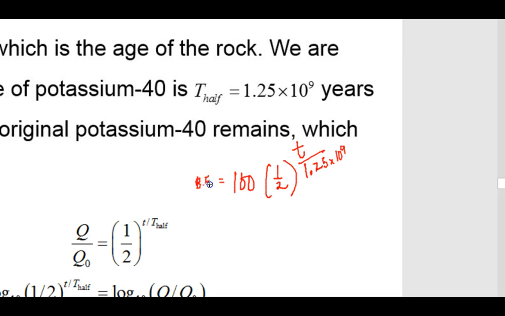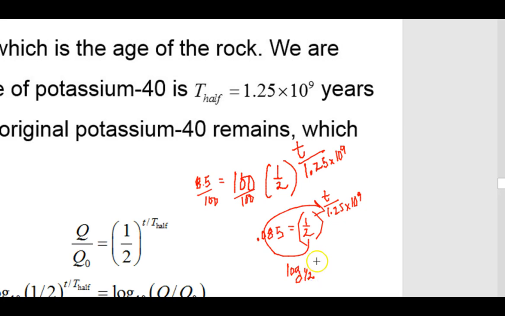Well, that's 8.5. So I'm going to do the same thing I did before. I'm going to divide both sides by the 100. So that gives me 0.085. And I have the 1/2. Now I have it raised to this pretty big T over 1.25 times 10 to the 9. That's not going to be fun. So I need to rewrite this. Remember, start at the base and wrap yourself around. So log base 1/2.